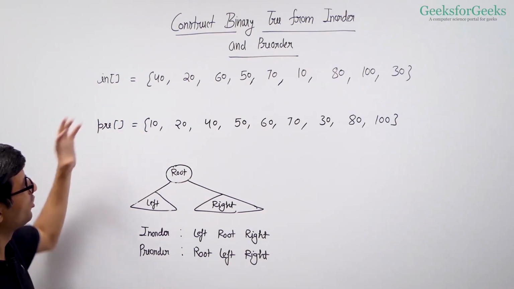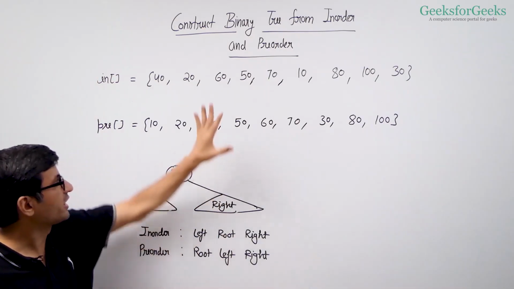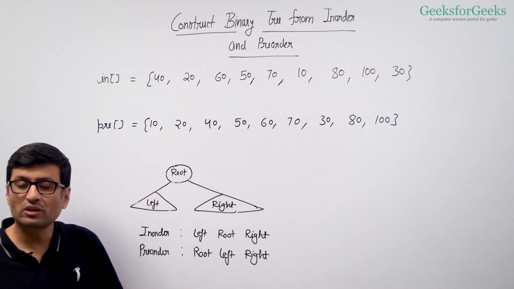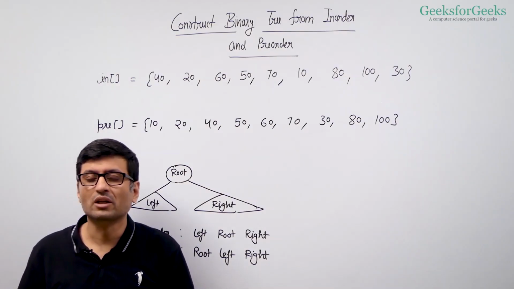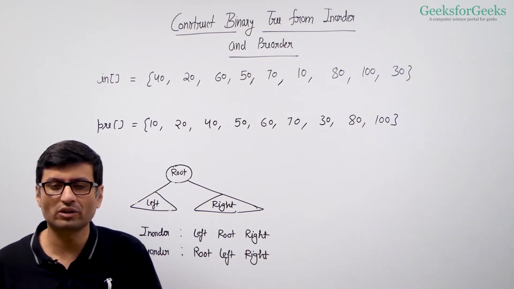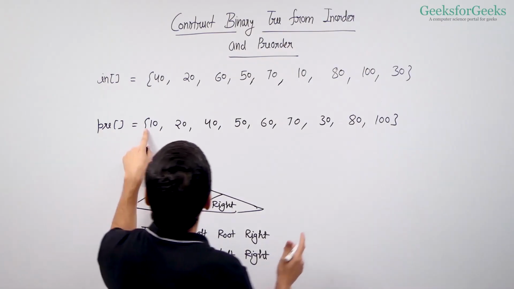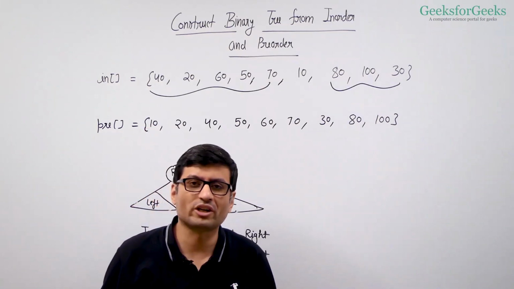Can we guess the root from these two traversals? Take a look at these arrays and try to guess the root. You can guess the root. It's the first item in your pre-order traversal. You are given pre-order traversal, you can always guess the root. You don't even need in-order traversal for this. So we know 10 is the root of this tree from pre-order traversal.